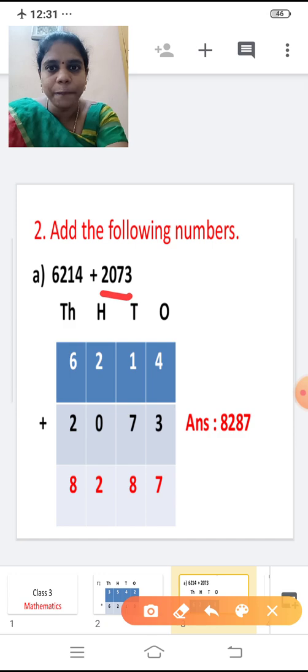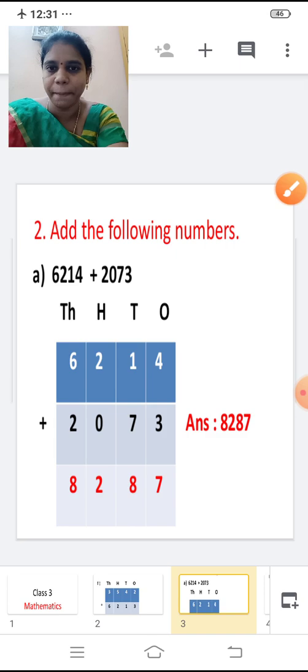First, you have to add the ones place. So, 4 plus 3, 7. Then move on to the tens place. 1 plus 7, 8. Then add the hundreds place. 2 plus 0, 2. Very good. Then 6 plus 2. Move on to the thousands place. 6 plus 2, 8. Shall we move on to the next sum?